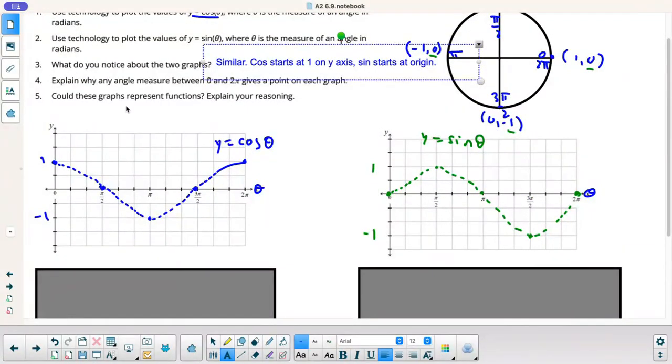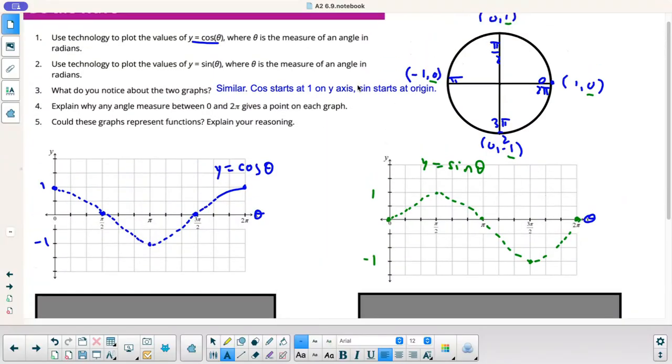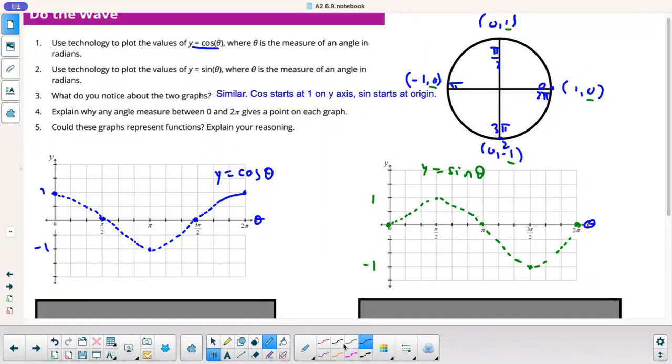Okay. And let's see, explain why any angle measured between 0 and 2 pi gives a point on each graph. Okay, so any angle between 0 and 2 pi. Let's say we got right here, this is pi over 4. It'd be like you divide your pi into 1, 2, 3, 4 sectors. So the point on the unit circle is radical 2 over 2, radical 2 over 2.